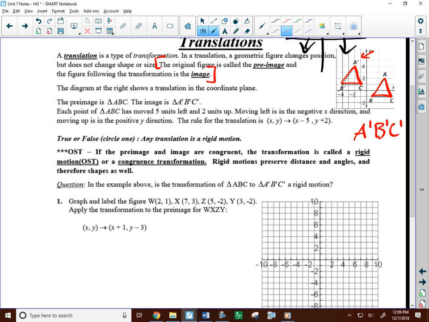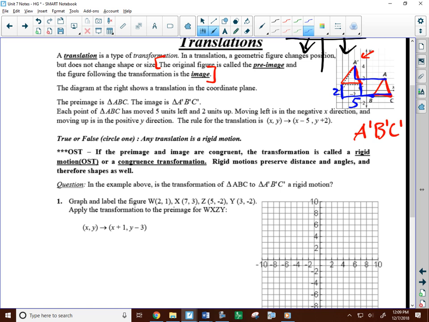Now, for a translation, you can just choose one point if you know it's a translation. It moved left 5 and up 2. And if I did every other point, it would also be left 5 and up 2. Yeah, that's a translation. You move every single point the same distance left, same distance up.